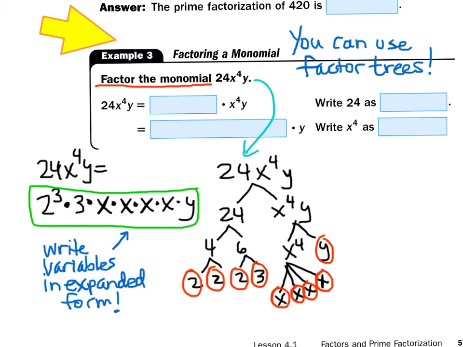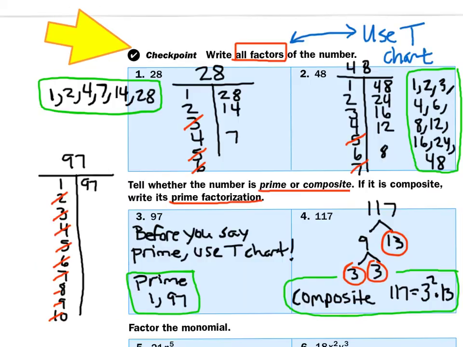Okay, now when you write it out, here's the deal. I'll let you use powers on the coefficient. Okay, so notice how it's 2 times 2 times 2. So I wrote 2 to the third power, and then I put the 3 next. But you have to write the variables in expanded form. That means don't put it back to be x to the fourth y. Write x to the fourth out. X times x times x times x times y. Okay? So one more time, the numbers, you can use exponents to help you write it more quickly, but the variables you have to write out in expanded form.